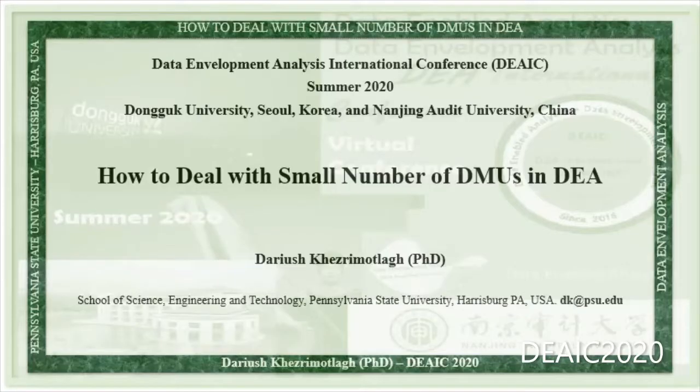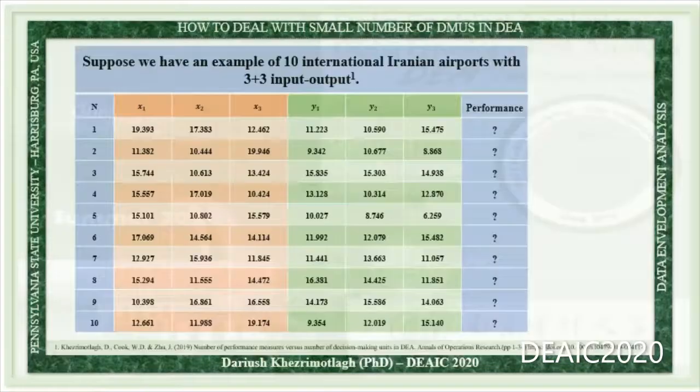And I'm going to present how to deal with a small number of DMUs in data envelopment analysis. Let us suppose that we have an example of 10 international Iranian airports with 3 inputs and 3 outputs. We would like to measure the performance of these airports.